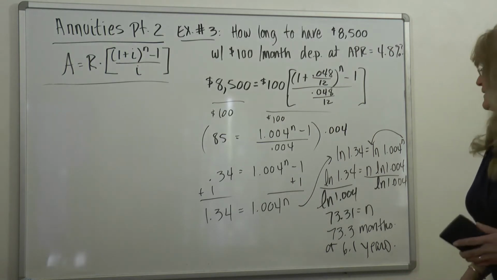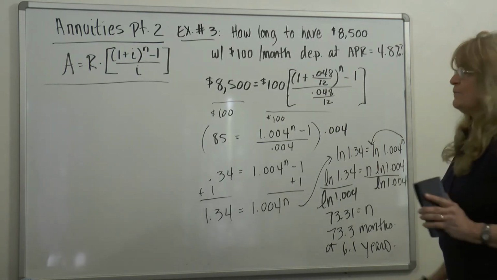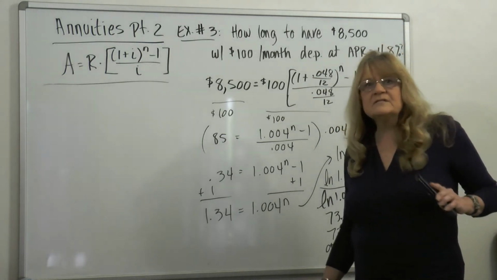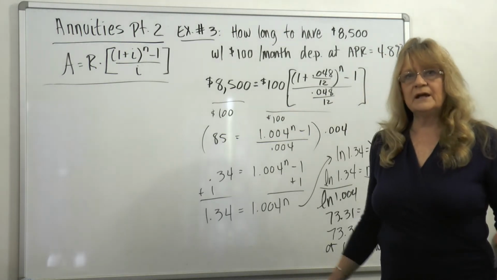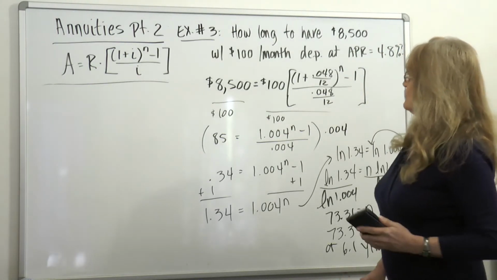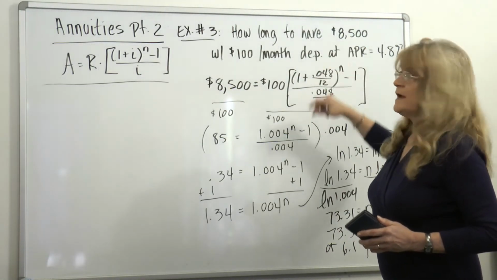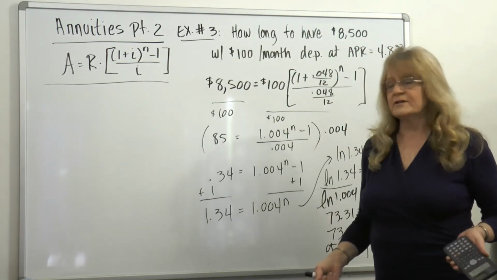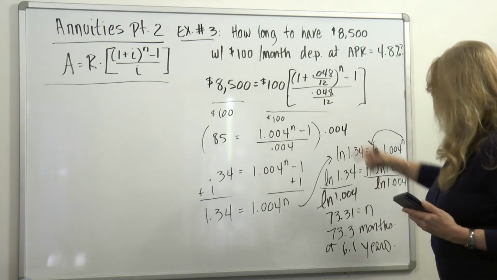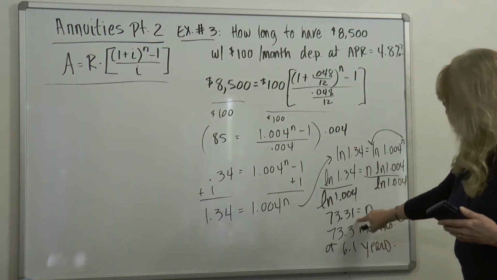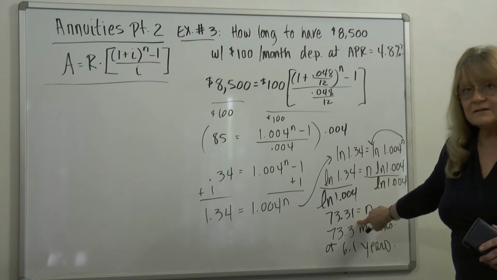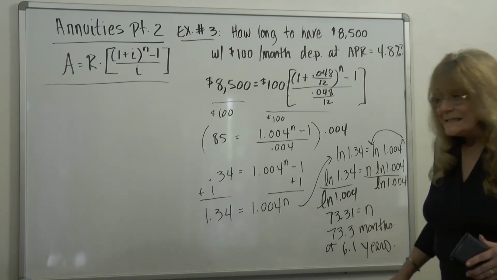To check and see if this makes sense, if I were taking $100 a month and sticking it under my mattress, so not getting any interest, how long would it take me until I have $8,500? Well, it would take me 85 months of putting $100 in there. Well, I am getting some interest, so I should expect this to be fewer than 85 months. Does that make sense? I hope.